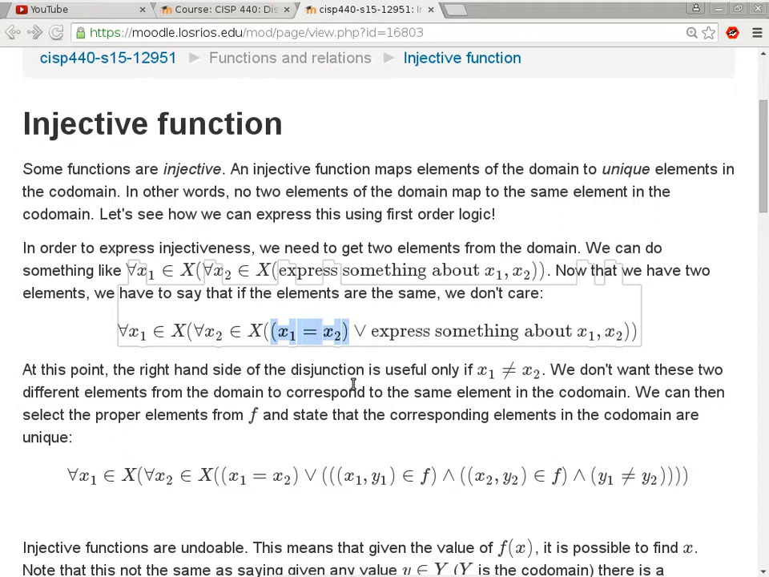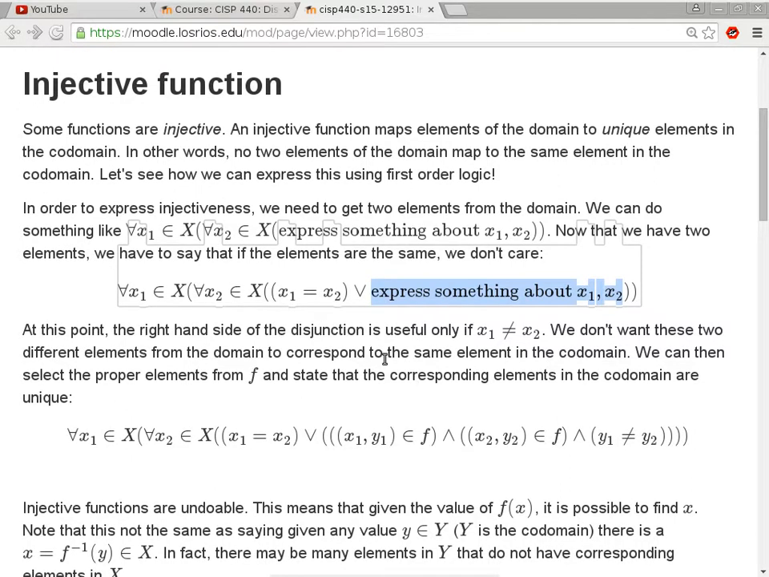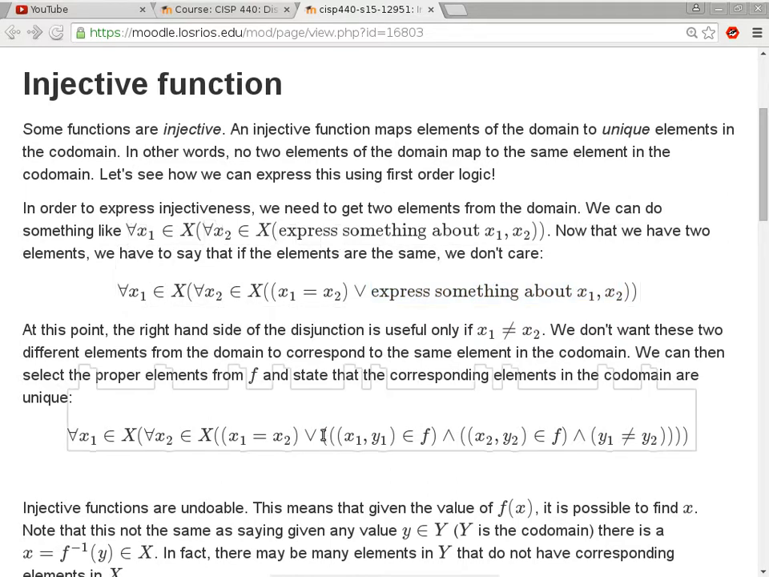So that means the other part of the disjunction is only something that I need to specify when x1 and x2 are different. Then I really have something to say about it. So that's kind of how this is set up. And when you think about what we actually have to say about x1 and x2 when they are different, it will be this part here. Okay, so let's take a look at just that part.